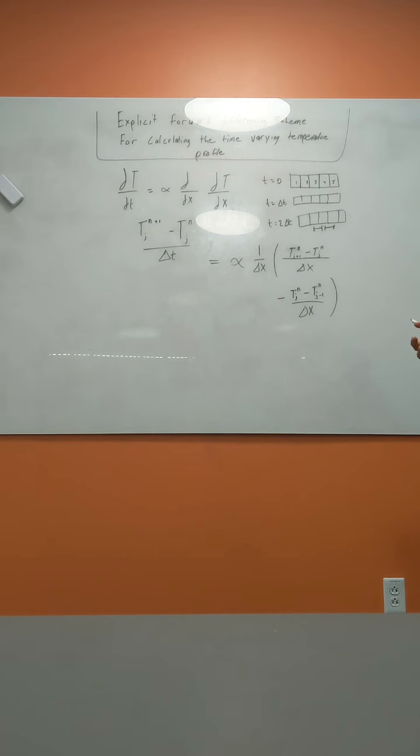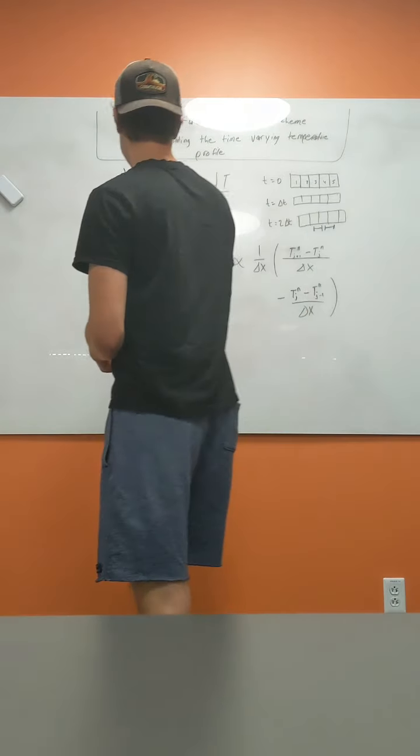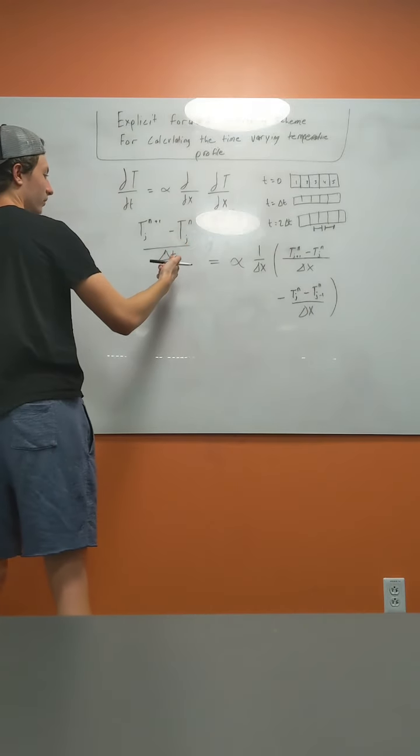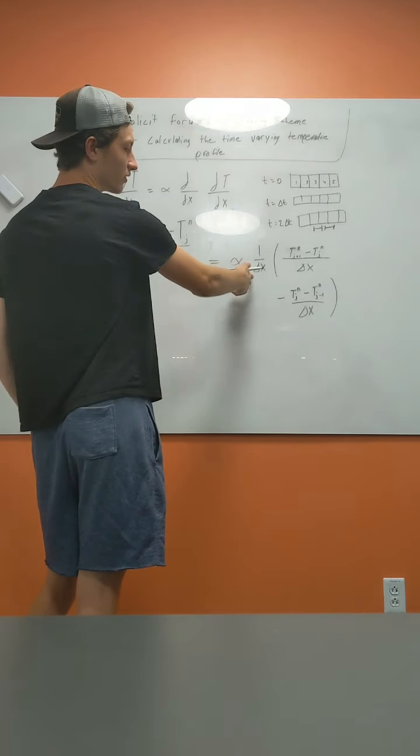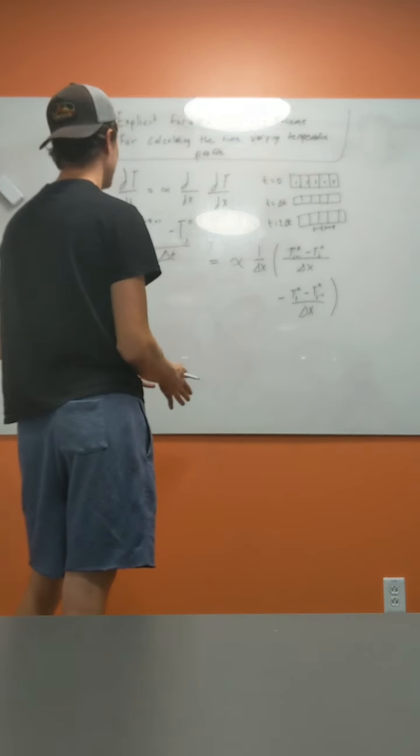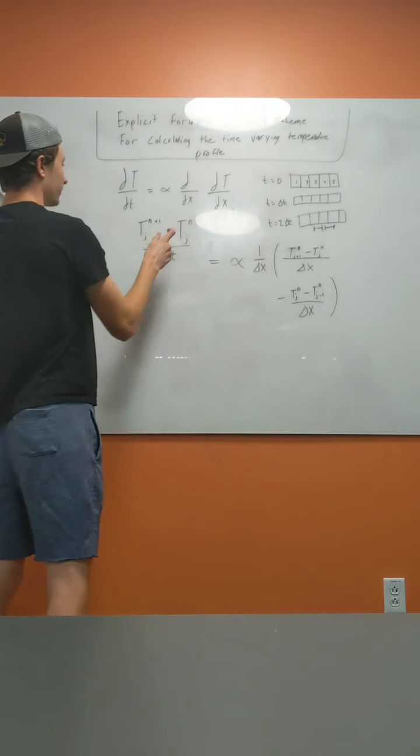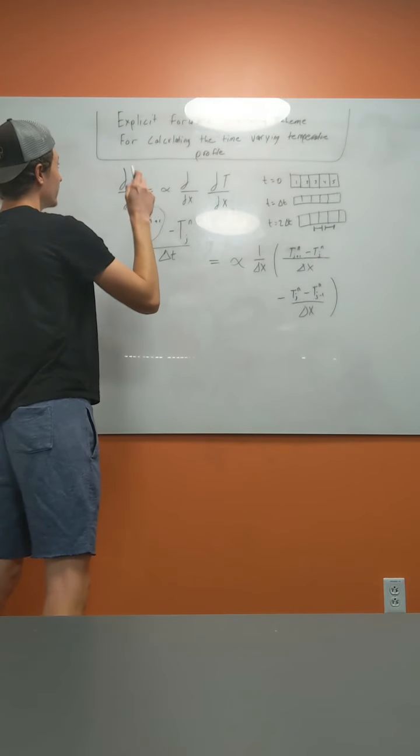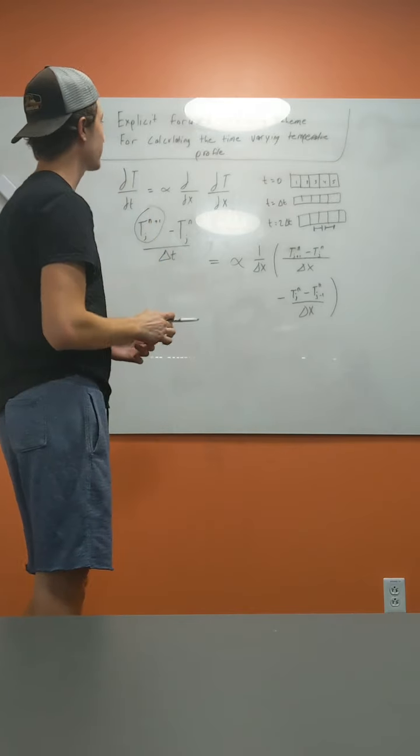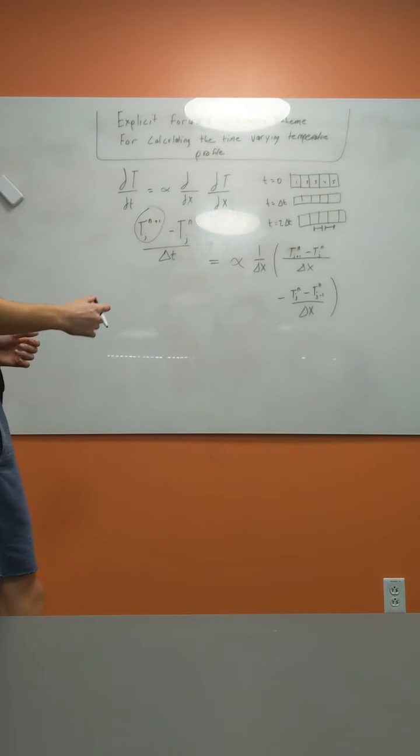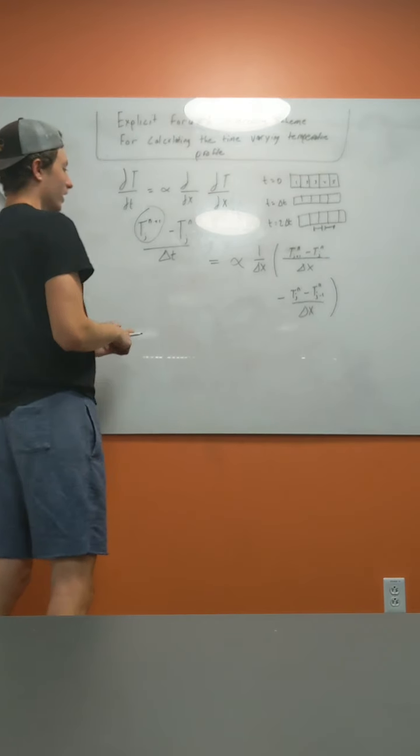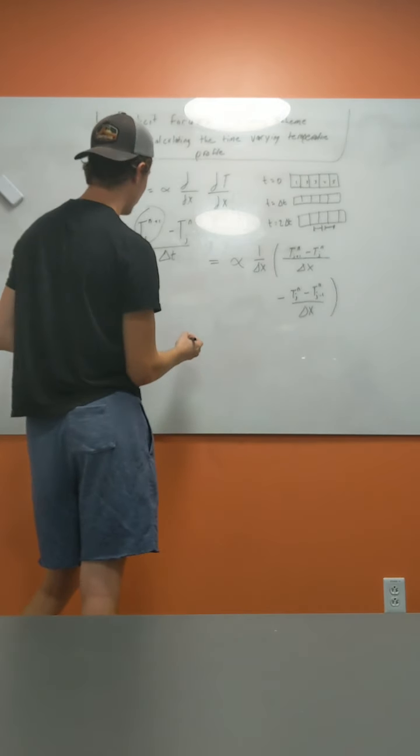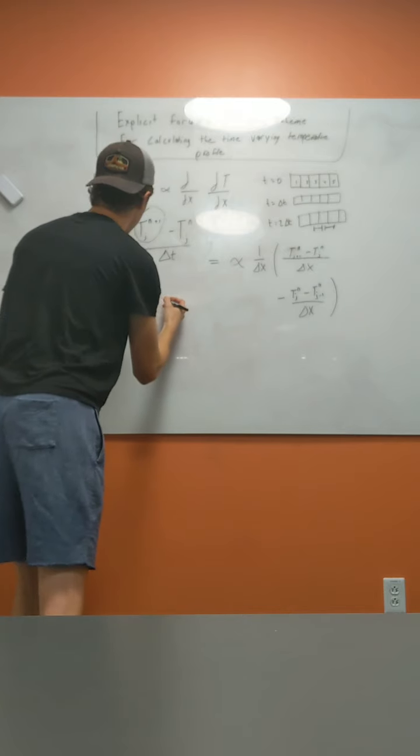Now we can just solve out for the later, or the original time, by multiplying change in t over, and then distributing this change in x, and solving out for this equation right here, which is the explicit forward differencing scheme for calculating time varying temperature profile. So we're going to write this all down here.